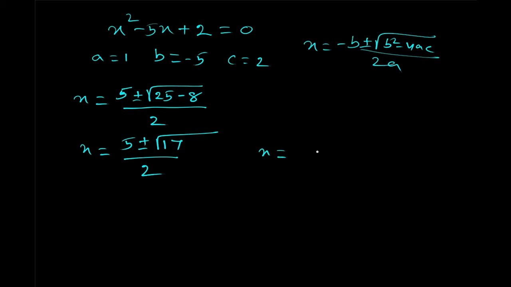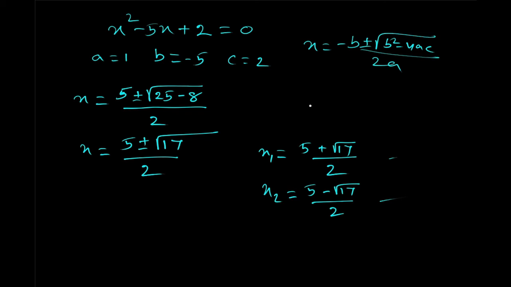So you get x is equal to (5 plus root 17) divided by 2 is x1, and x2 is equal to (5 minus root 17) divided by 2. These are the two roots of the equation. You can see that by using this formula we can easily find the roots, but using the factorization method, it is very difficult to factorize this. So you can see that it is very easy to apply this formula.